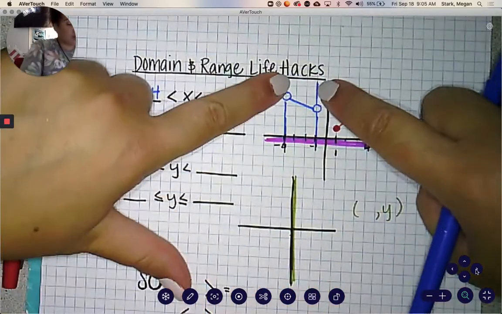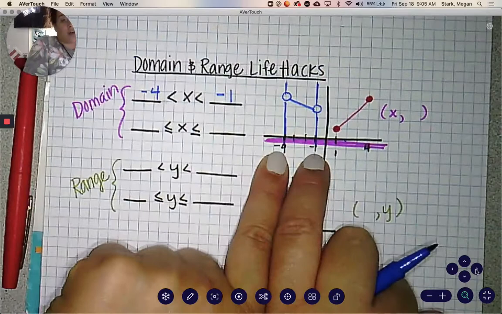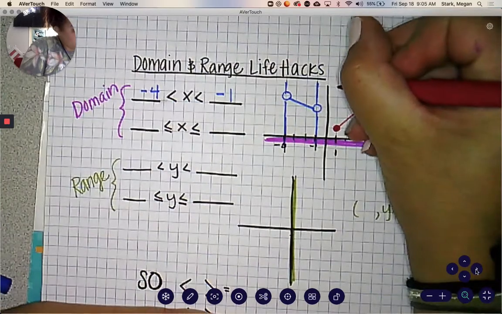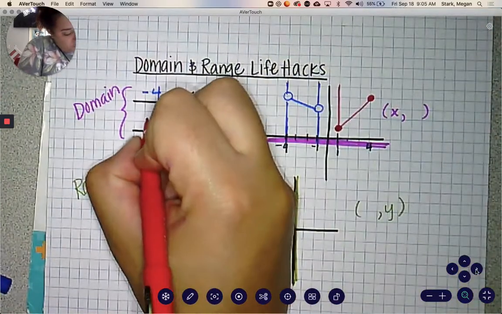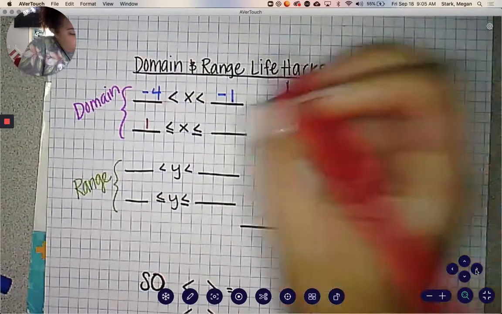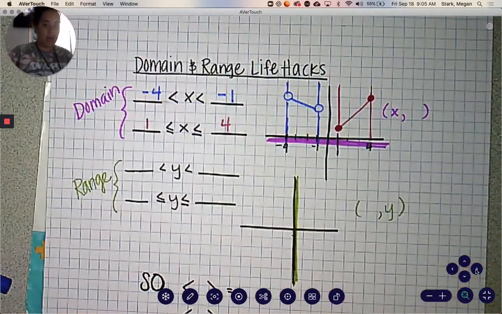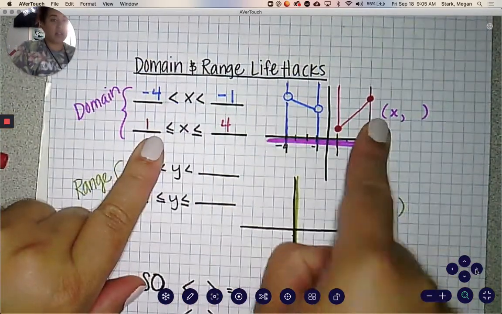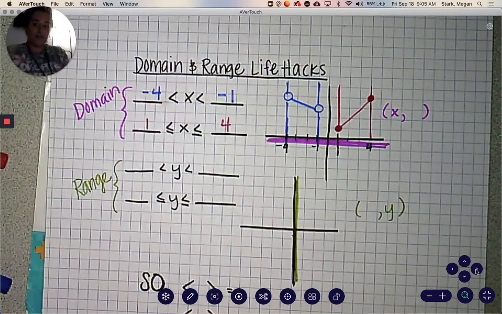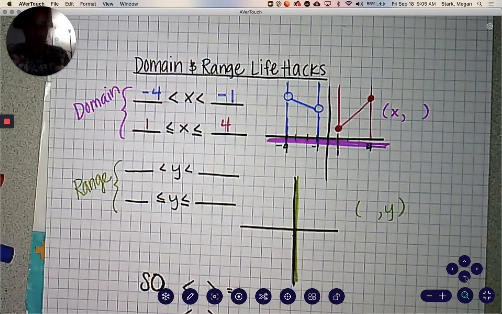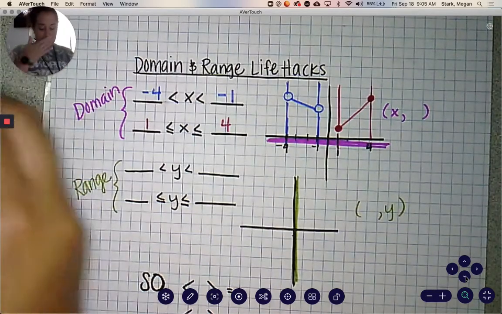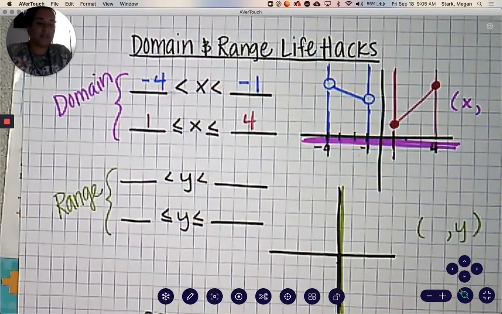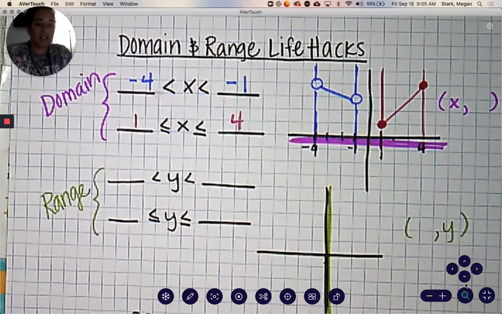Notice how I drew those vertical lines down to see where they're at on the x-axis. So this red graph only exists between 1 and 4. If I were to pause this and ask you what is the difference between these two graphs, I think you'd be able to figure it out. But let's look at range to see if you can figure it out for real. Let's look at this graph down here.